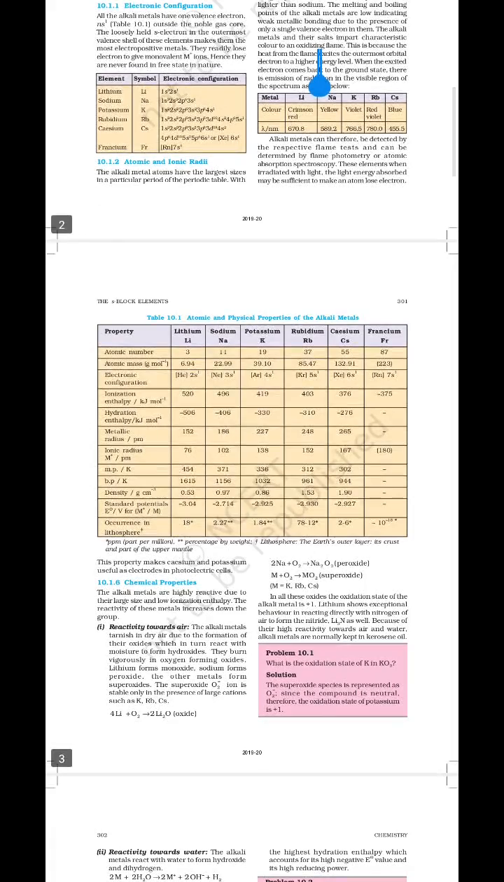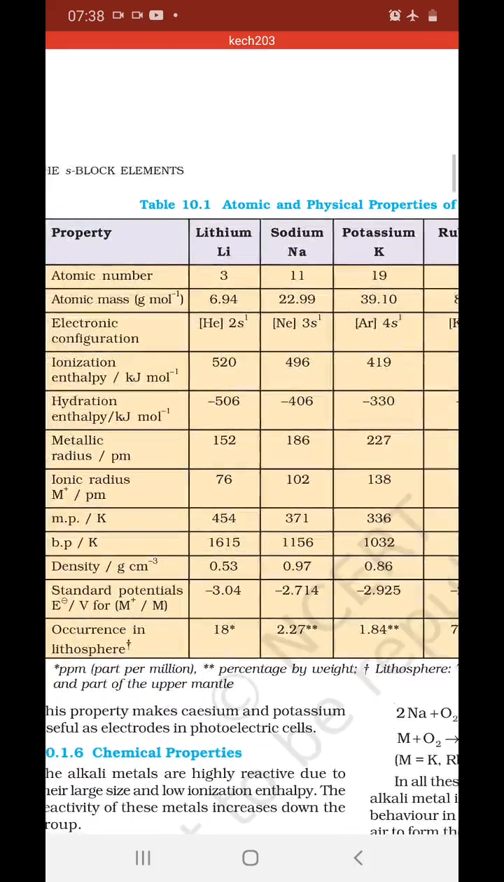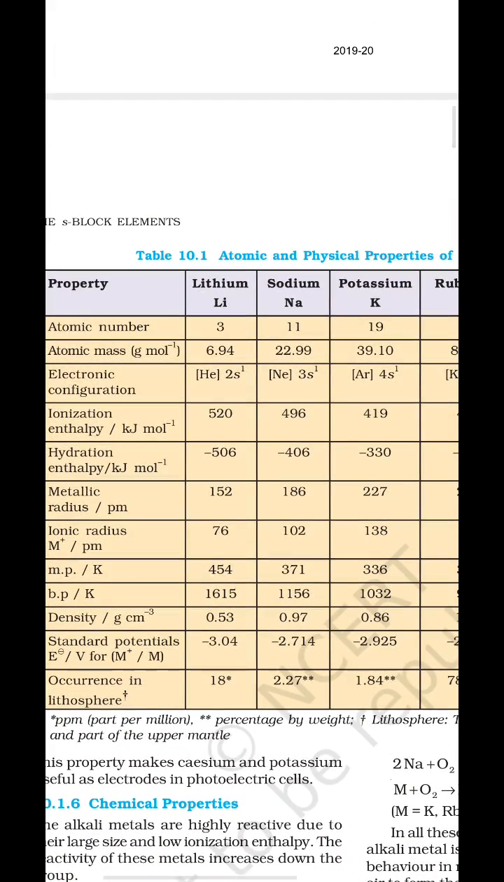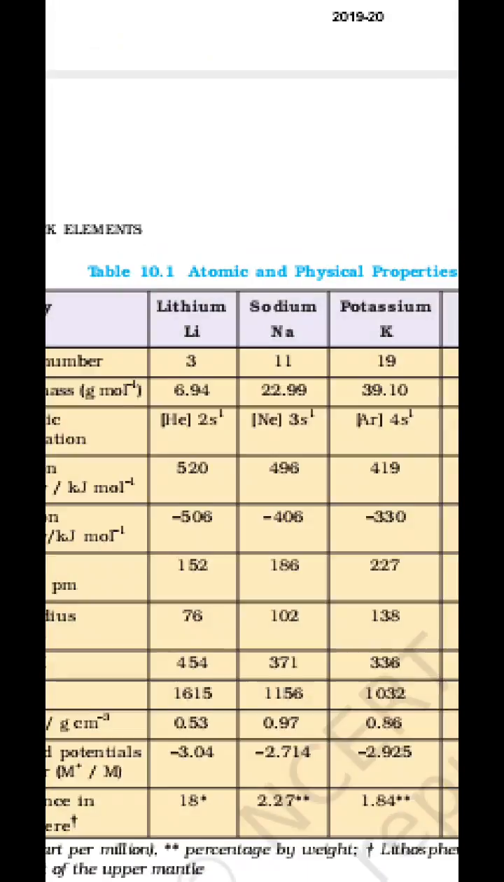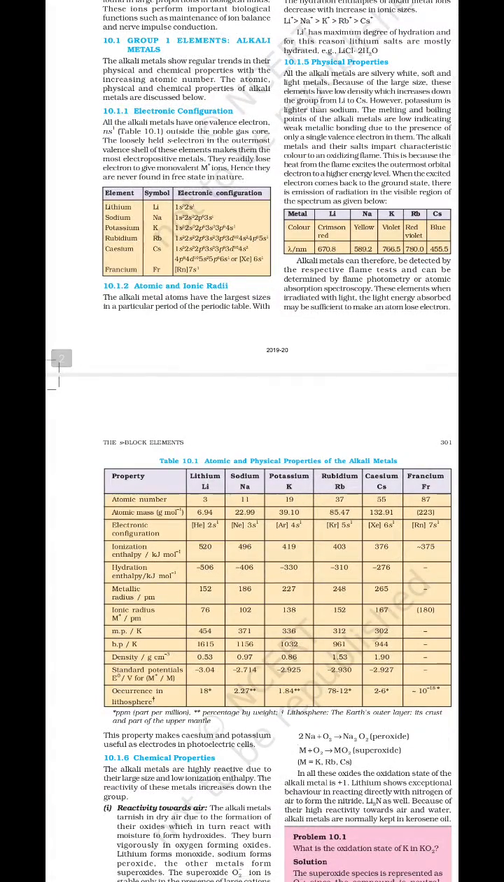Now comes this table. See, in this table you see that atomic number is given. Atomic number is equal to number of protons, number of electrons. Then atomic mass is given. Electronic configuration is given. You find that when you move from lithium to sodium, potassium, rubidium, cesium, francium, the number of electrons in the outermost shell remains the same, but the shell number changes from 2 to 3, 4, 5, 6 and 7.